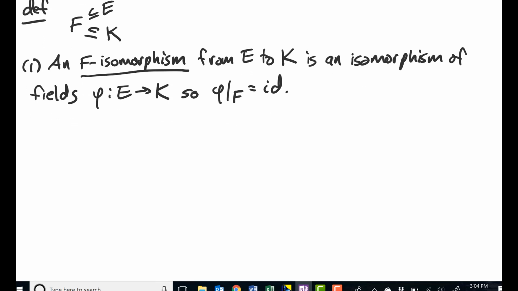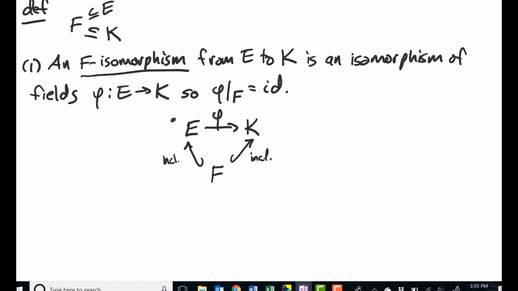You should think of these as the generalization of linear maps of vector spaces. There's also a good commutative diagram, I guess you should always have in mind. Here it is. F sits in both E and K, so there's an inclusion map from F into E. It just maps x to x. And saying that phi restricted to F is the identity map just means that this diagram is commutative.